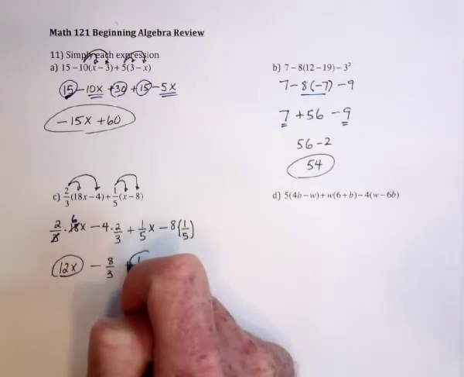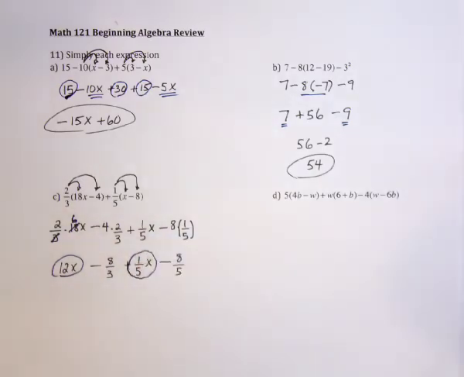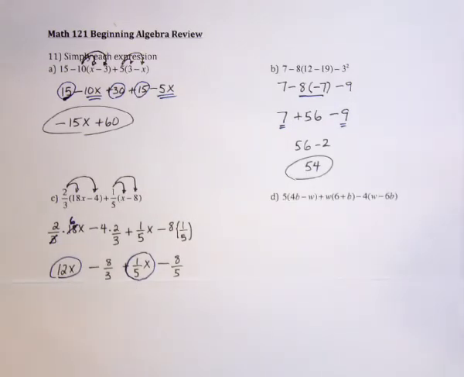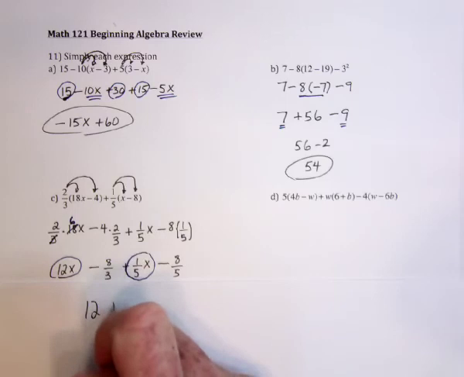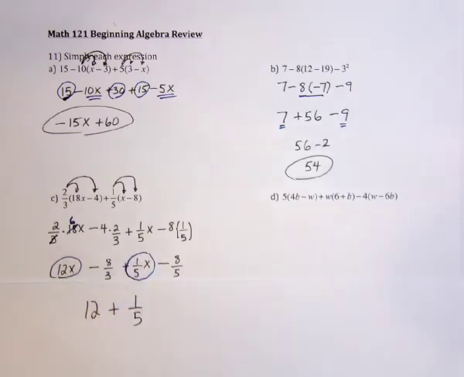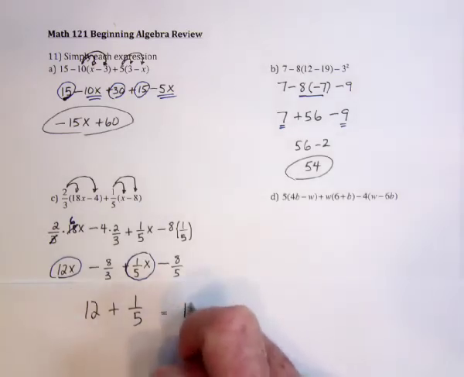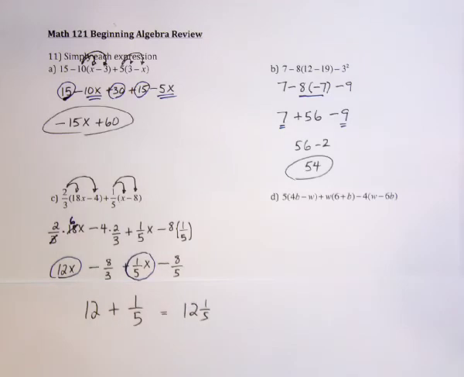12x's plus 1/5 x. So if it's 12 plus 1/5 for the x's, you could look at that as 12 plus 1/5. I'll put the x on it later on. I just want to do the number part. And there's a couple of ways you can do this. You could look at that as 12 and 1/5. But we don't use mixed numbers with algebra, with x's.